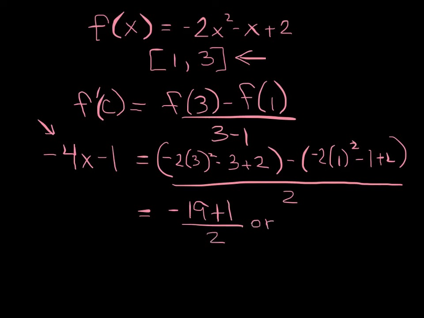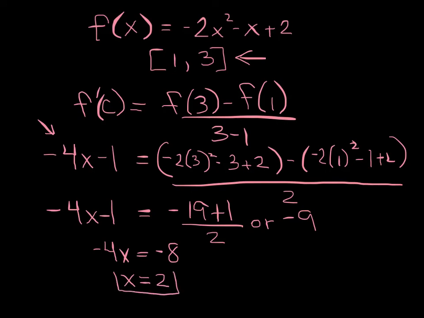So I end up with what? Negative 18 over 2, so that's negative 9, is equal to negative 4x minus 1. Now I continue solving for that value when this instantaneous rate is equal to the average rate of change. And so then I'm going to get the solution is 2. So at 2, the instantaneous rate is equal to the average rate of change on the interval 1 to 3.